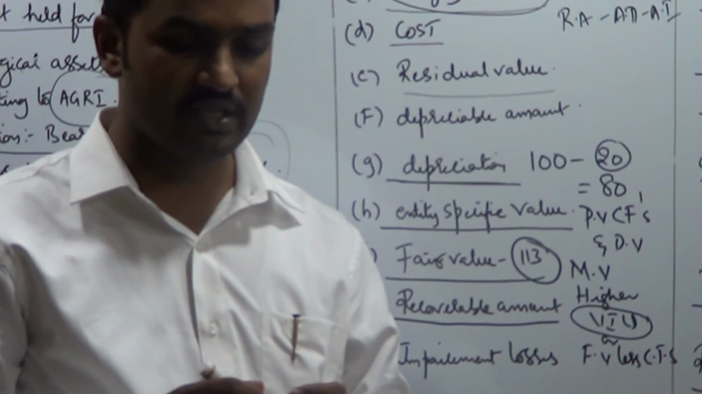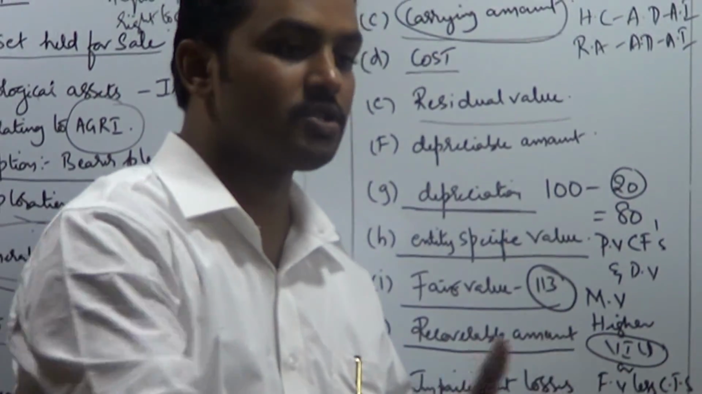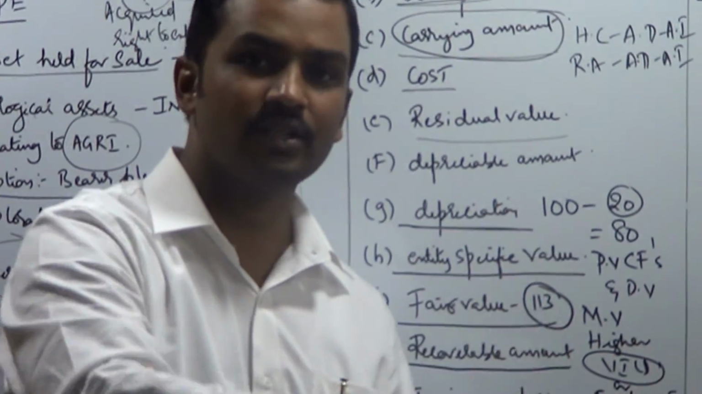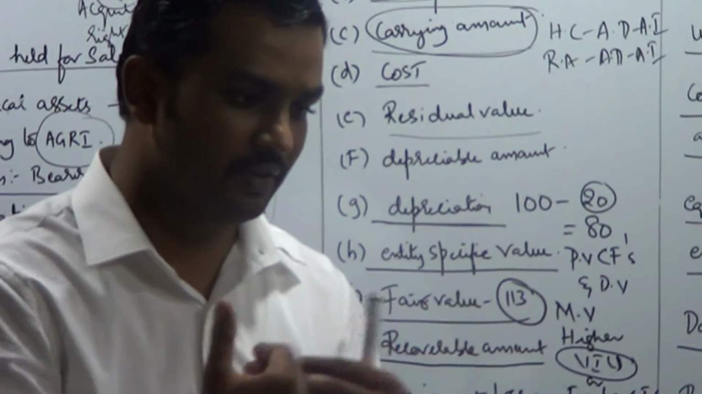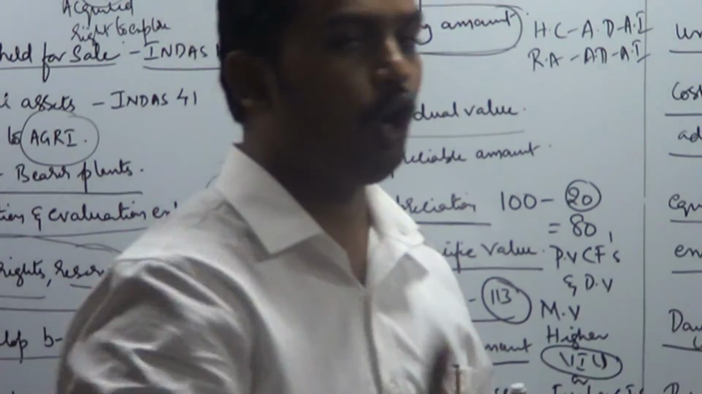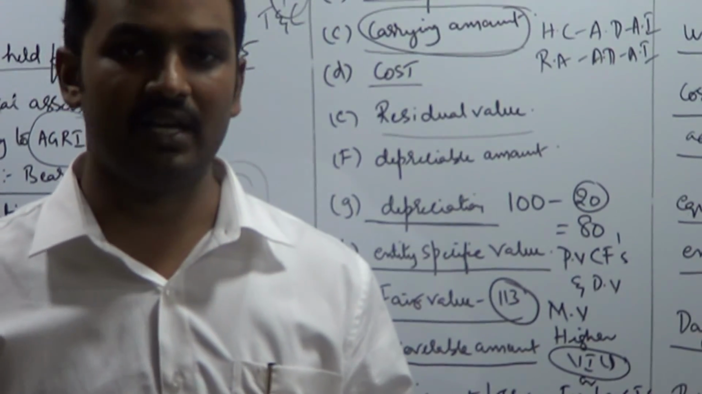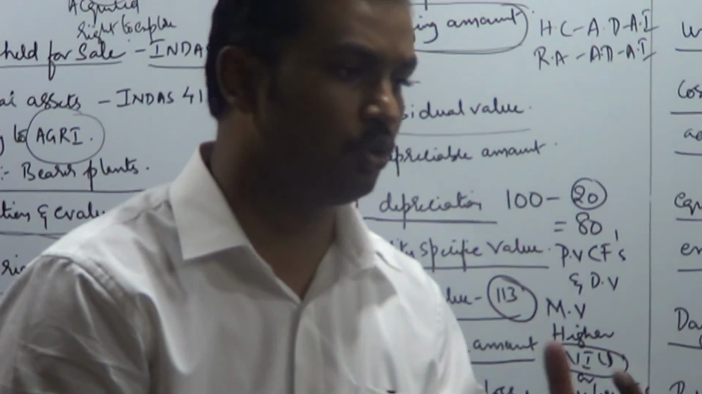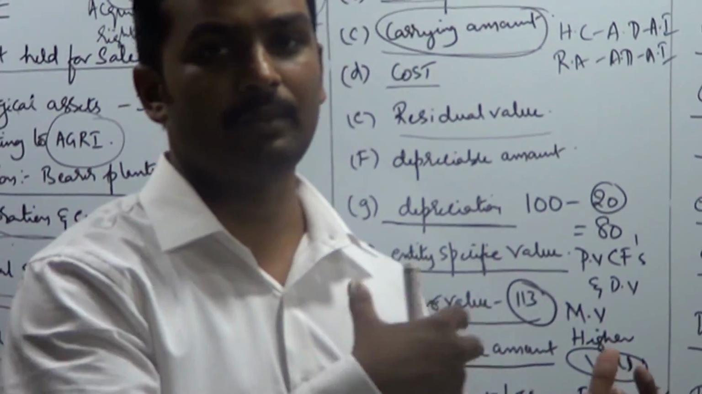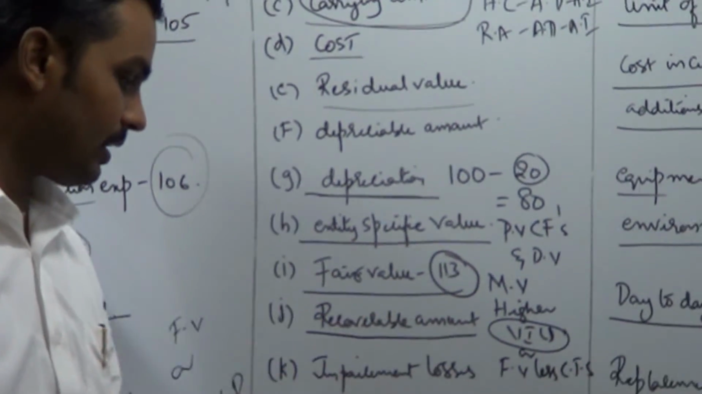See, recoverable amount of the asset is a very simple concept. When I incur some cost on an asset, I expect to recover the cost. So if I want to recover my carrying amount, I have to either sell the asset or use the asset. Either of the ways I can recover my carrying amount. So recoverable amount is the higher of what I am going to get if I use the asset and what I am going to get if I sell the asset today. So the higher of the two will be considered as recoverable amount.